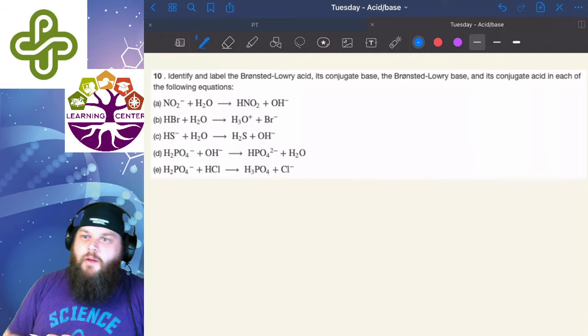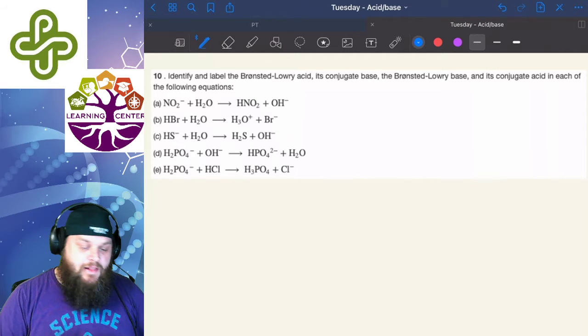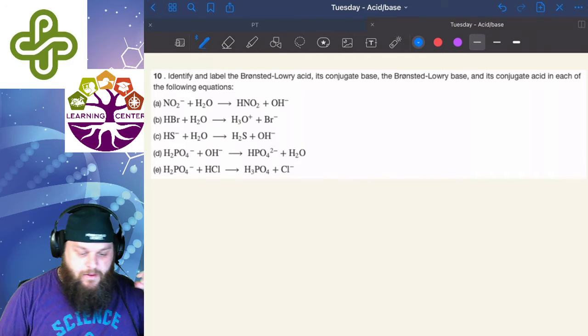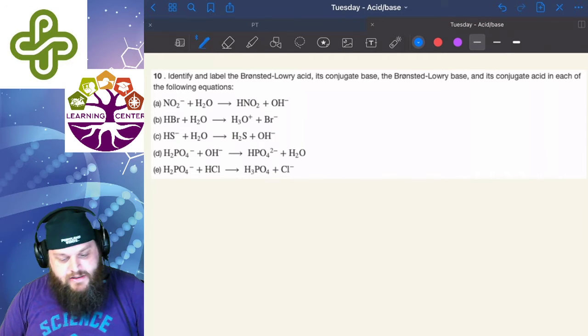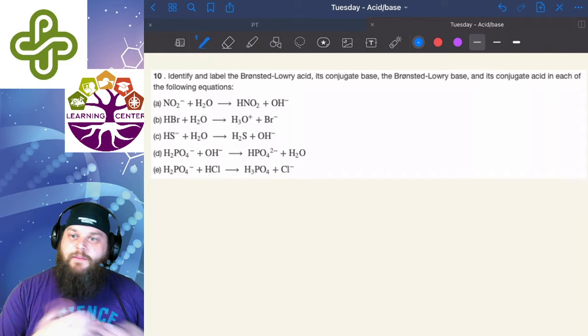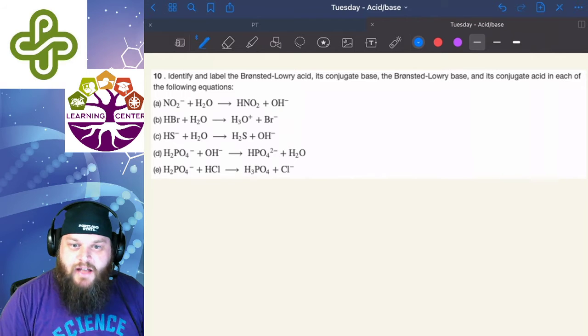This first problem here is really just identifying and labeling the Bronsted-Lowry acid and its conjugate base, as well as the Bronsted-Lowry base and its conjugate acid. So for each acid, there's a conjugate base, and for each base, there's a conjugate acid.